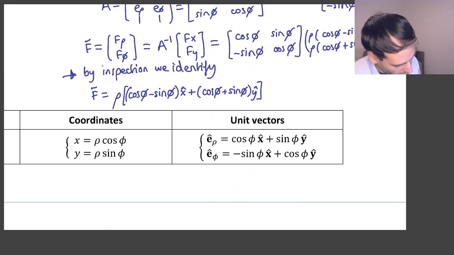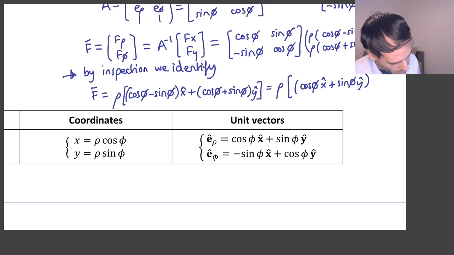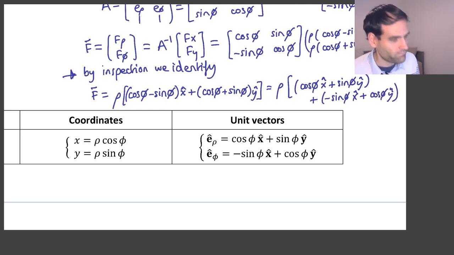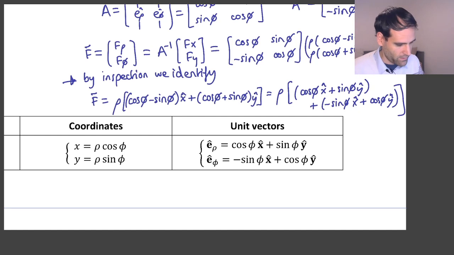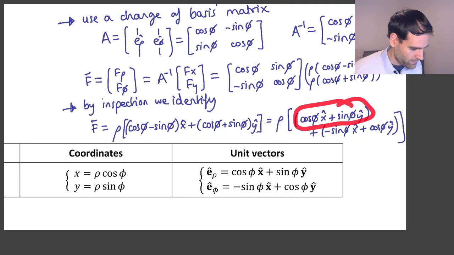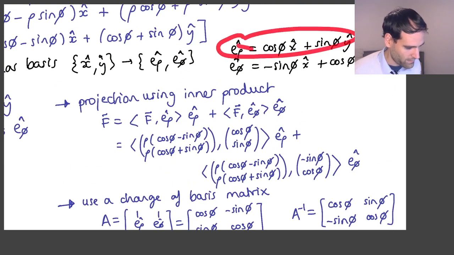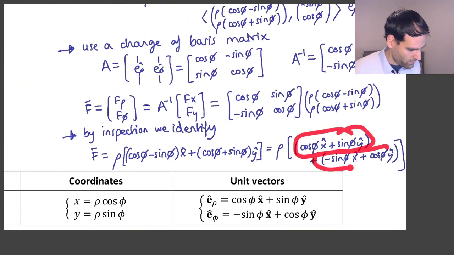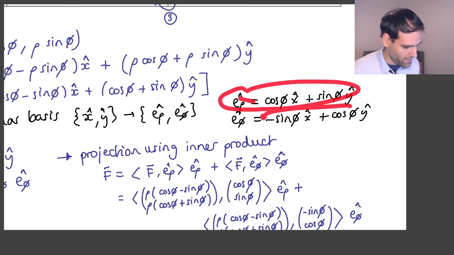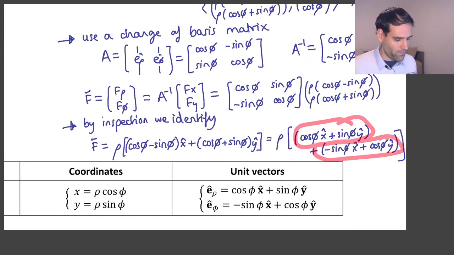So you actually notice that this is equal to rho times (cosine phi x hat plus sine phi y hat) plus (minus sine phi x hat plus cosine phi y hat). Right? I just reordered the terms. And now you notice that this is actually equal to E rho hat, and this is actually equal to E phi hat. So you don't have to do all of the above calculations.